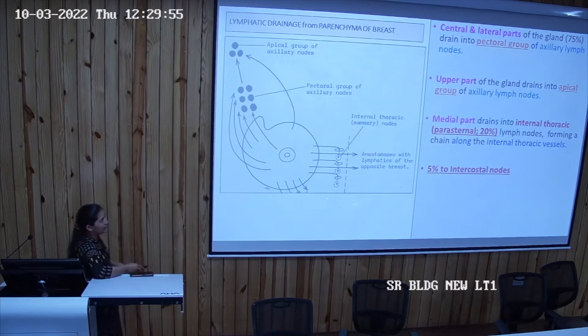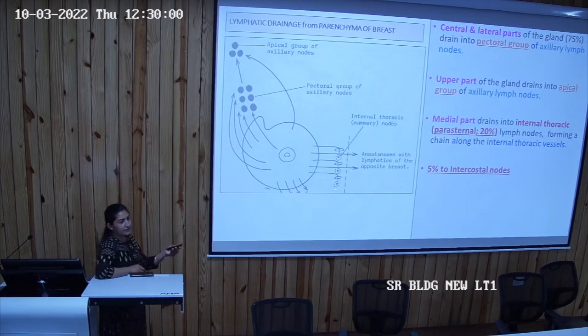And the internal mammary lymph nodes are also communicating with the opposite side of the gland. You have to remember that 75% goes to the pectoral, that is the anterior group of axillary lymph nodes. 20% goes to the parasternal. So which one is the 75%? This is the 20%. And 5% is going to the intercostal.